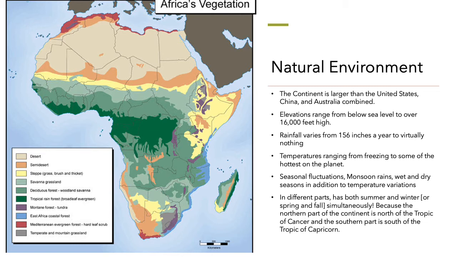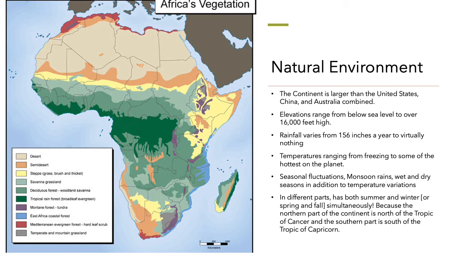Seasonal fluctuations, especially the monsoon rains, define a wet and dry season cycle in many areas of the continent, as well as the normal temperature variations that you would see. An interesting feature is that even more so than South America, Africa sits squarely astride the equator. So if you compare the northern Mediterranean coast of Africa to the Cape region of South Africa in the south, different seasons are happening simultaneously on different parts of the continent. You have both summer and winter, or spring and fall, simultaneously in these different areas.